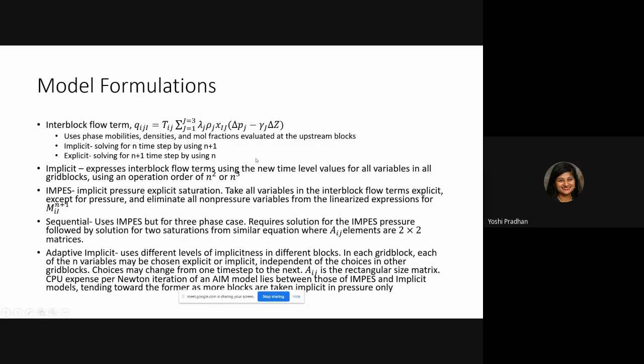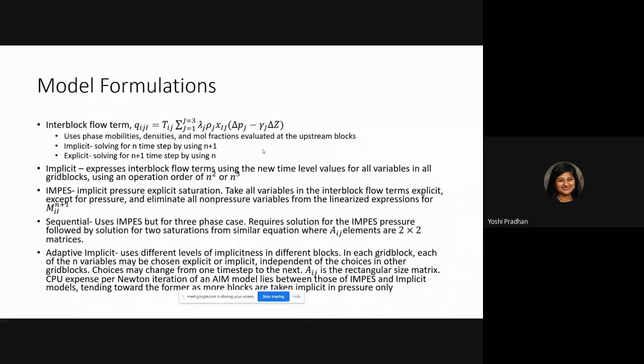So this uses phase mobilities, densities, and mole fractions evaluated at the upstream blocks. Implicit, so if you're using an implicit method, you're solving for the n time step by using n plus 1. For the explicit time step, you're solving n plus 1 by using n. So implicit, you're expressing the interblock flow terms using the new time level values of all variables in all grid blocks, using an operation order of n squared or n cubed.